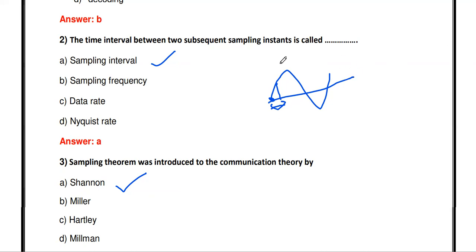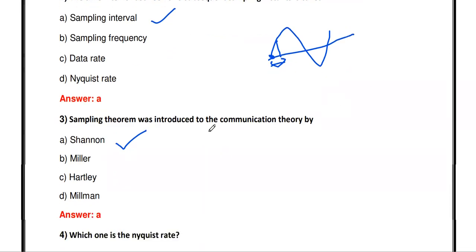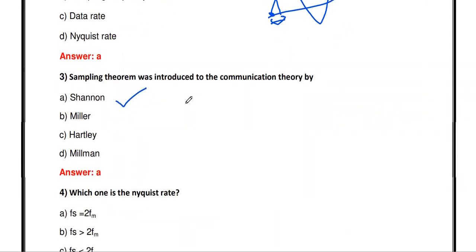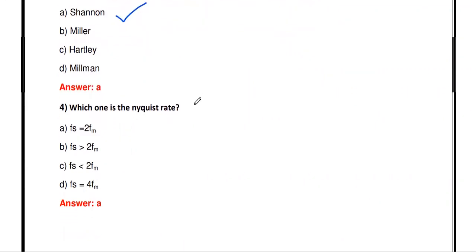In order to recover this signal exactly on the receiver side, we have to take as many samples as possible. If we take many samples in one cycle, only then will we recover the signal on the receiver side in a perfect manner. So at minimum, how many samples do we have to take in one cycle? It is defined by the Shannon sampling theorem, and that is called the Nyquist rate.